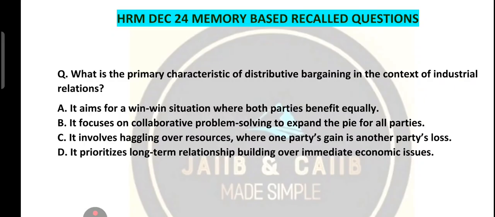Yes, this is the correct answer. This is the core idea of distributive bargaining. Think of it like you are splitting a pizza. If one person gets a bigger slice, the other gets a smaller one. So it is a win-lose situation. What one gains, the other loses.